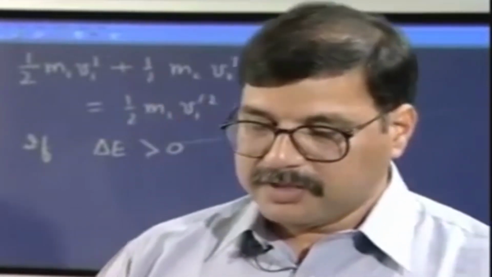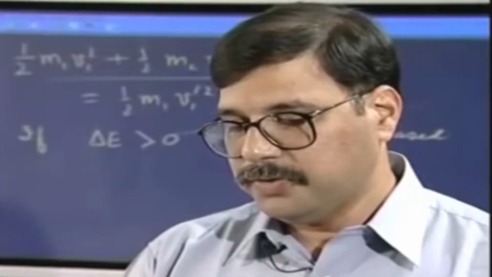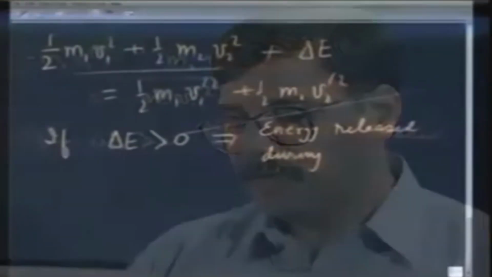Now if delta E is greater than 0, that means the kinetic energy after interaction is going to be more than the kinetic energy that was coming in, and that means some energy has been released during the interaction. So this implies energy released during collision.